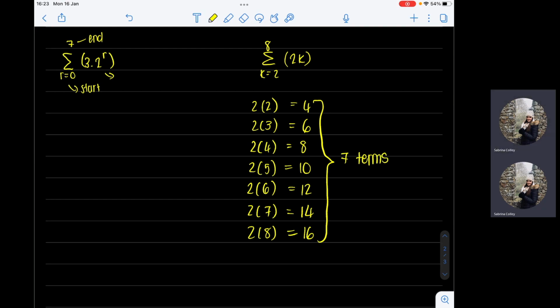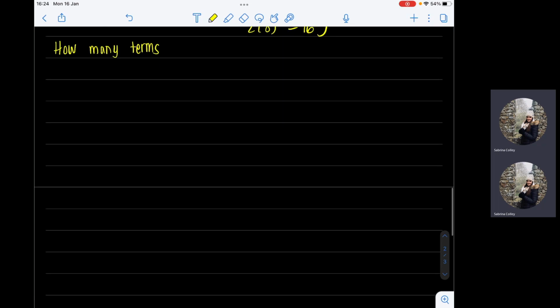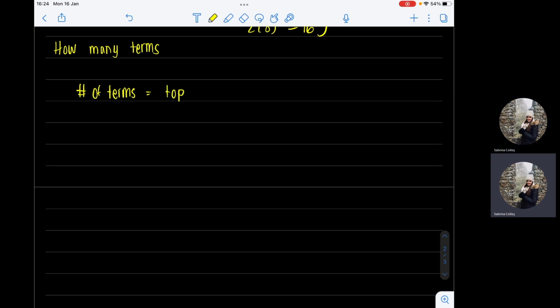Okay, so now sometimes they're going to ask you the question, how many terms? Or what is the number of terms to get this answer? So if I want to find out how many terms I am adding together, I would use this formula. My number of terms is equal to the top minus the bottom, and I add 1.